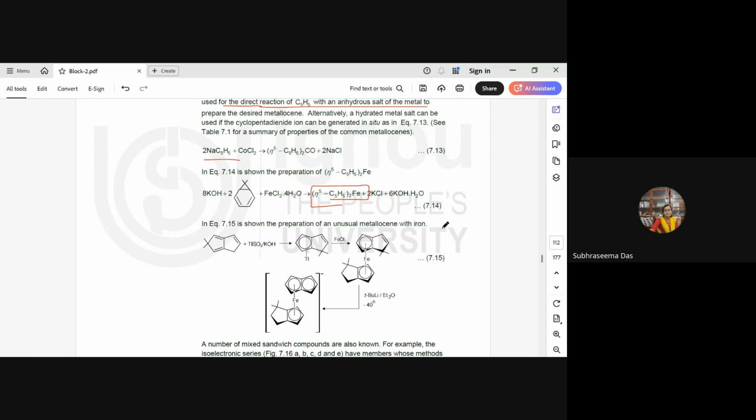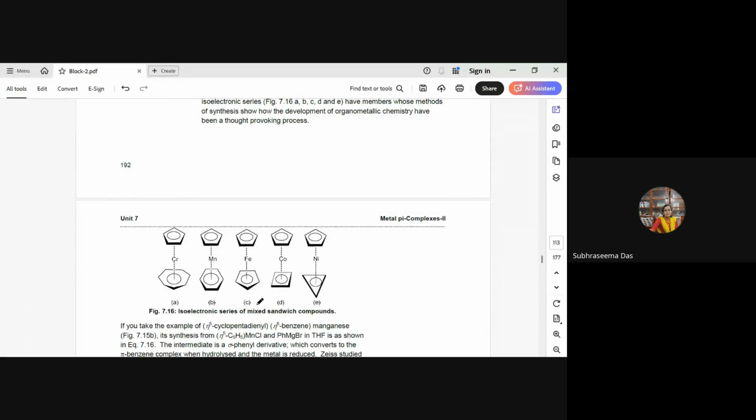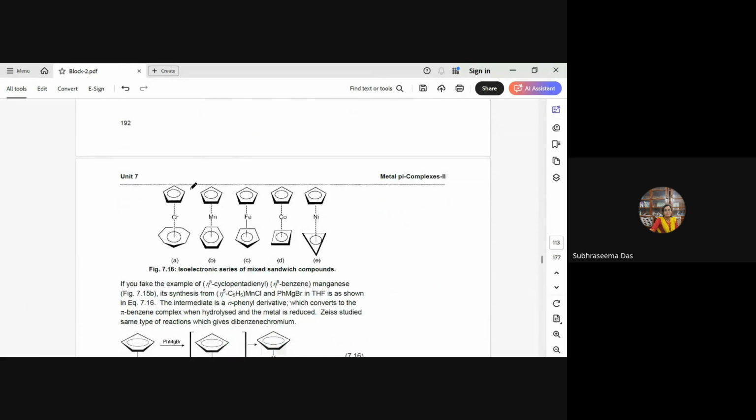There are also a number of mixed sandwich complexes. Here you can see an example of an unusual metallocene with iron. So this is an example of a sandwich compound. There are also examples of mixed sandwich compounds, which we can see in figure 7.16.